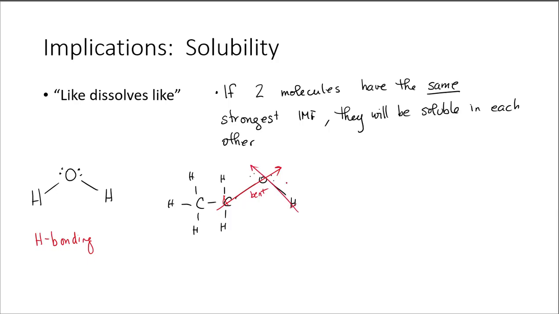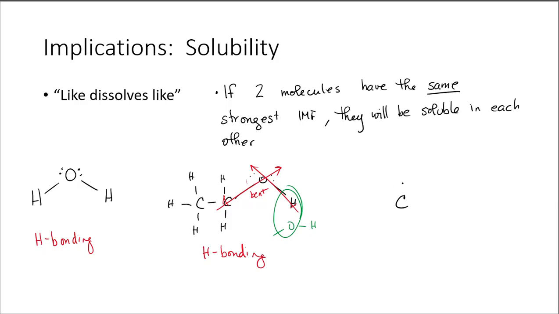So this molecule is polar, so it exhibits the dipole-dipole force. And we have an H bonded to F or N. That means it's going to be attracted to an adjacent F or N. So this molecule also exhibits hydrogen bonding. Ethanol is soluble in water. They have the same strongest intermolecular force.